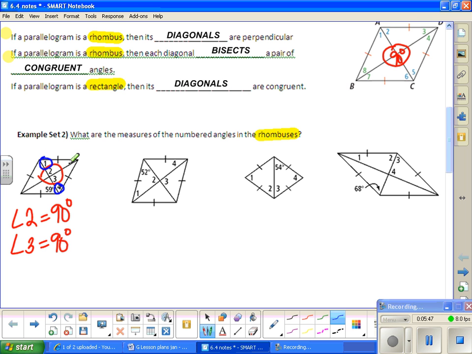If it's a rhombus, which it is, it tells us that each diagonal bisects a pair of congruent angles. So here it's telling us that these two parts are congruent and it's bisecting it. So if this is 59, then angle 1 is 59 degrees and angle 4 is 59 degrees.